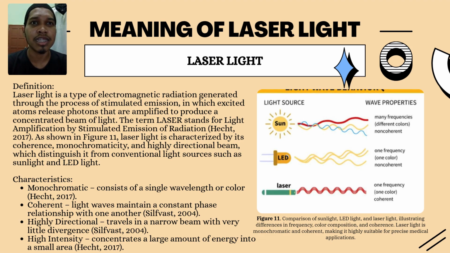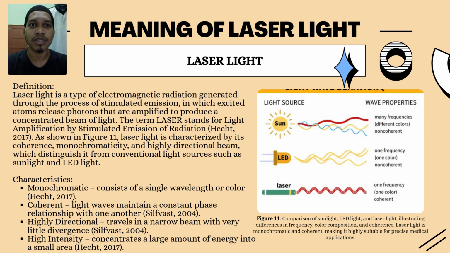The definition of laser light is a type of electromagnetic radiation generated through the process of stimulated emission, in which the excited atoms release photons that are amplified to produce a concentrated beam of light. The term laser stands for light amplification by stimulated emission of radiation. Next is the characteristics of laser light.